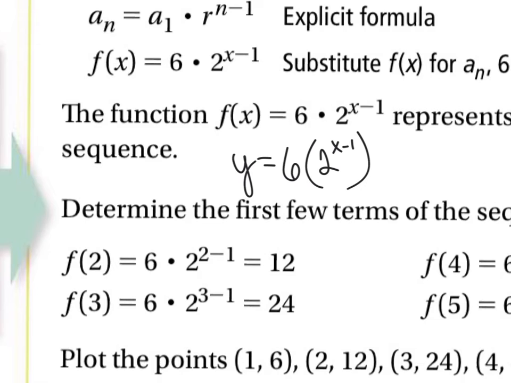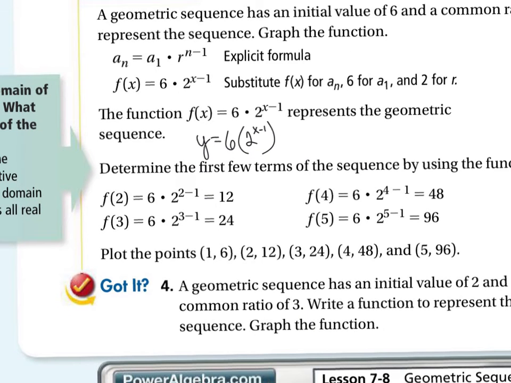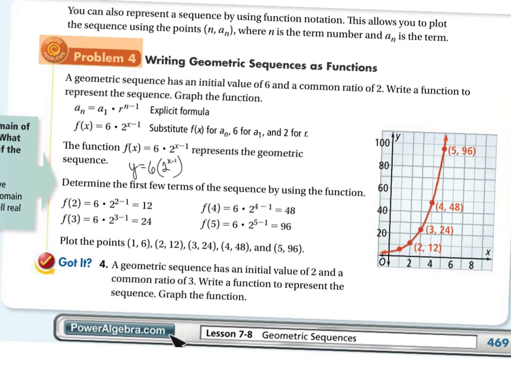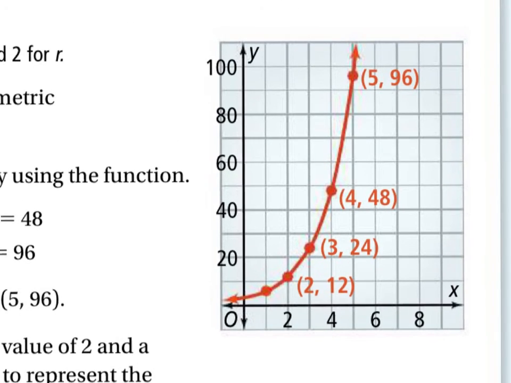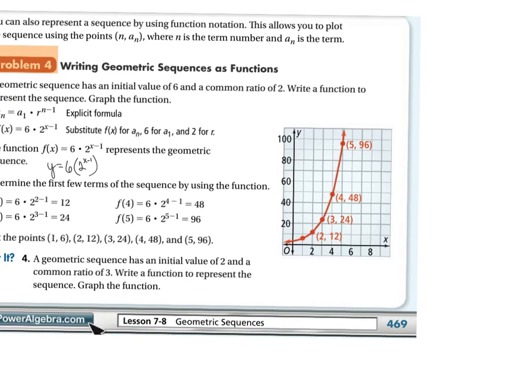And then they're just finding some values. Actually, they're putting in a 2, 3, 4, and 5 in place of x and seeing what they get. And then this is what the graph would end up looking like. And again, we've graphed exponential functions before, so don't worry too much about this. You've already done it, but you could do this if you were asked to.